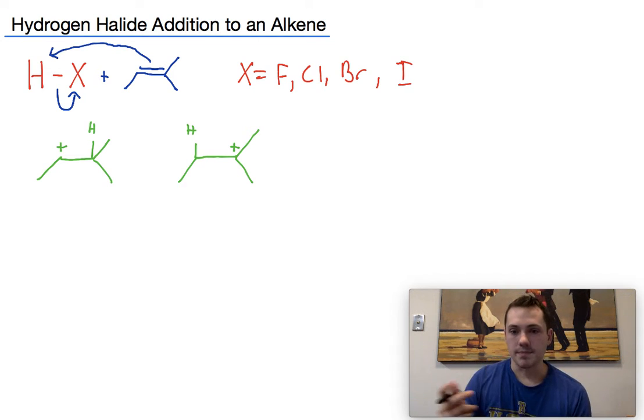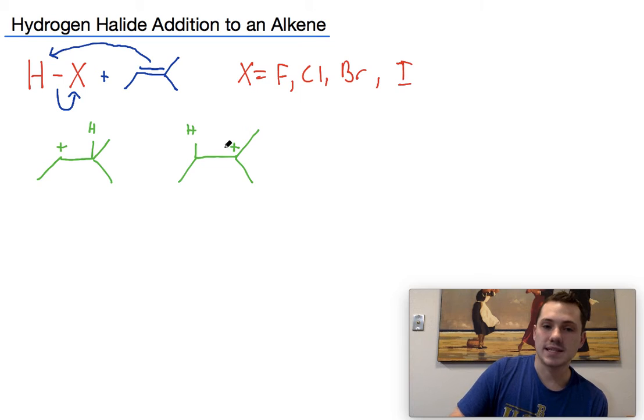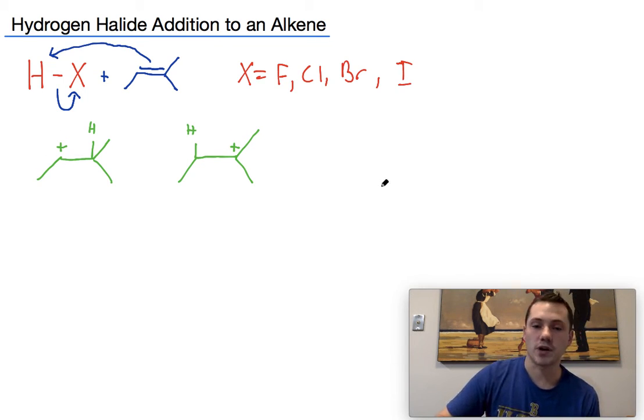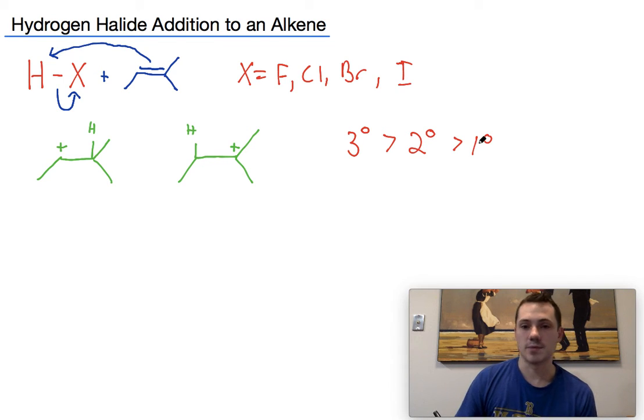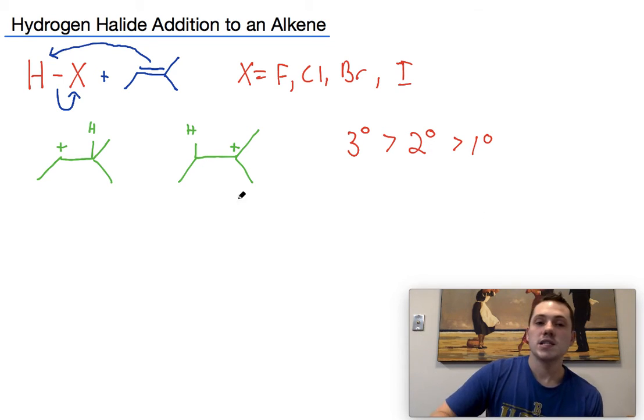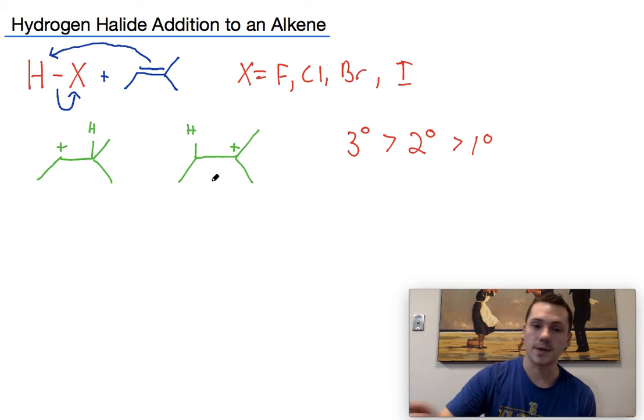Now, it's very important to compare the stability of these two carbocations. Carbo as in carbon, cation as in a positively charged ion. And what we can see is that this carbocation is more stable than this one. Generally for carbocations, a tertiary carbocation is more stable than a secondary carbocation, more stable than a primary carbocation. So because this is the most stable carbocation, it has the lowest energy, which means it's going to form at a faster rate, and therefore is more likely to occur.